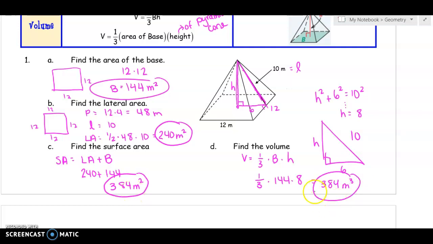The surface area and the volume, by the way, will not always be the same. I don't know why, but it just worked out that way. But don't assume they'll always be equal. All right, let's go to the next page.